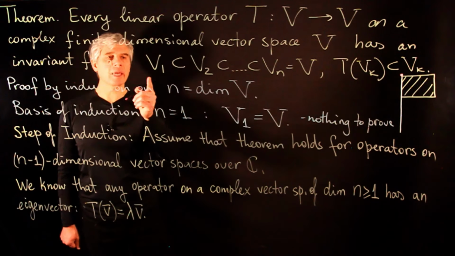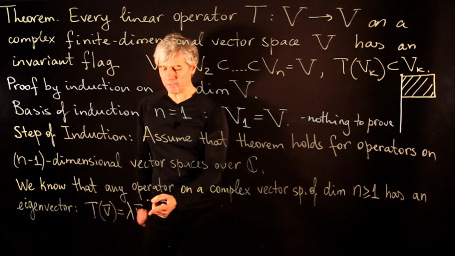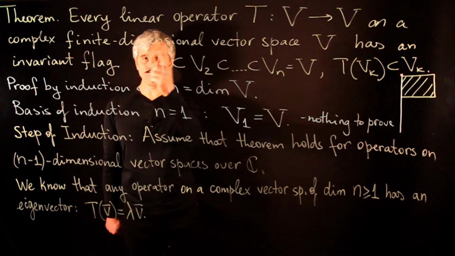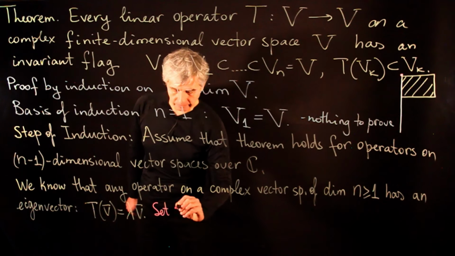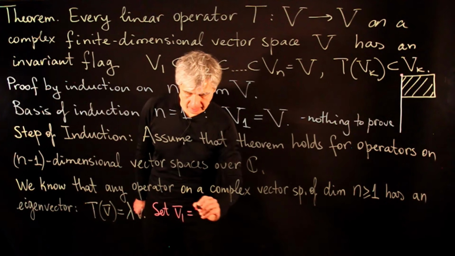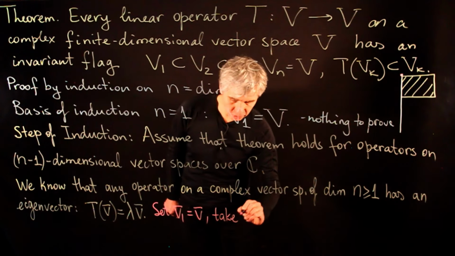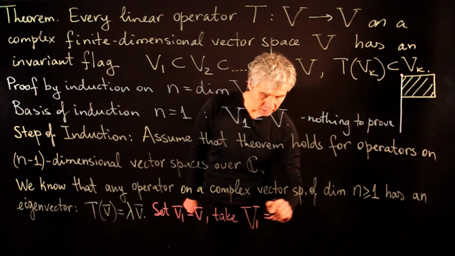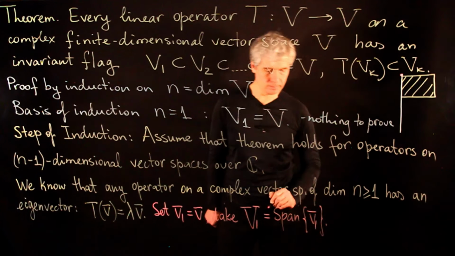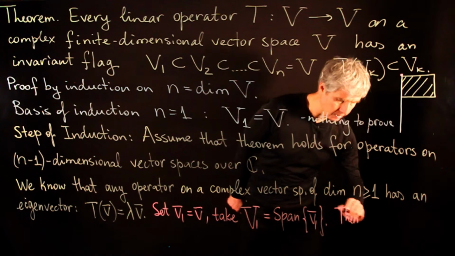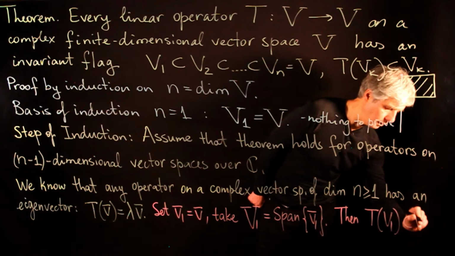We know that in an invariant flag, the first vector space must be an eigenspace. So we take our eigenvector and turn it into our first subspace of the flag that we're going to construct. So we set V1 to be this eigenvector V and take one-dimensional subspace V1 to be the span of this eigenvector. Then, because this is an eigenspace, it's T-invariant. So we have T applied to V1 will be inside V1.